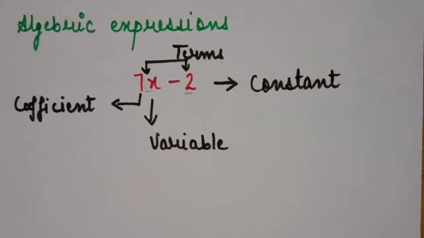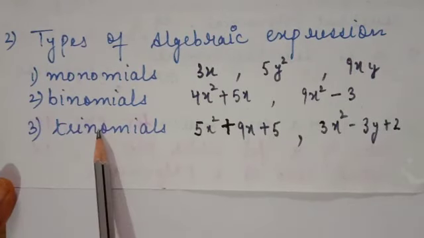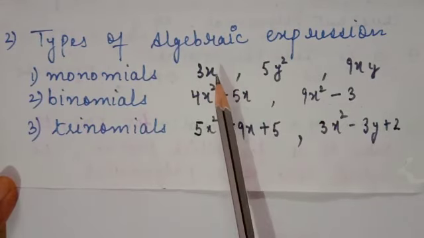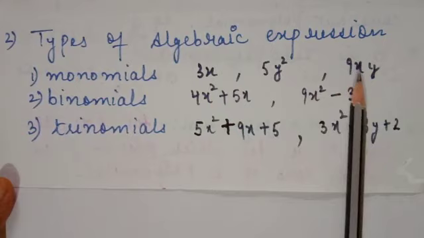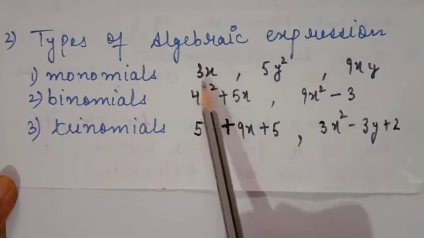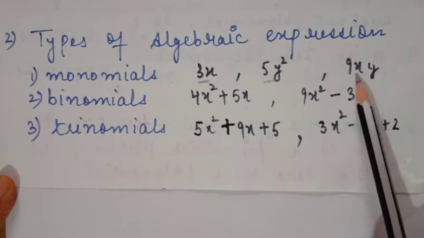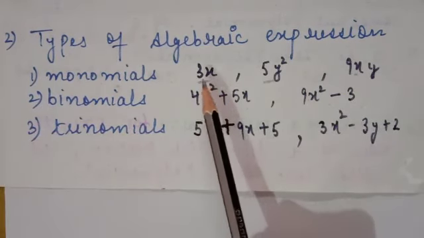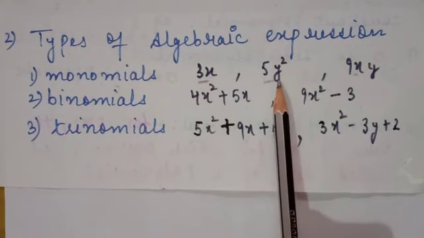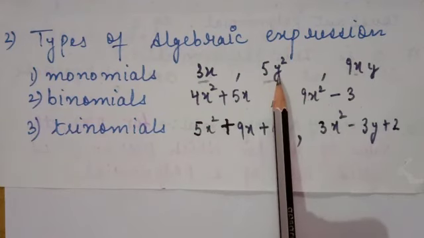Let me explain to you the types of algebraic expressions. We have three types of algebraic expression. First is monomial. Monomials are those algebraic expressions in which only one term is present. These are the examples of monomial: we have one term here, one term here and one term here. In this expression we have the variable x, and 3 is the coefficient of x. We have the variable y here and 5 is the coefficient of y square.